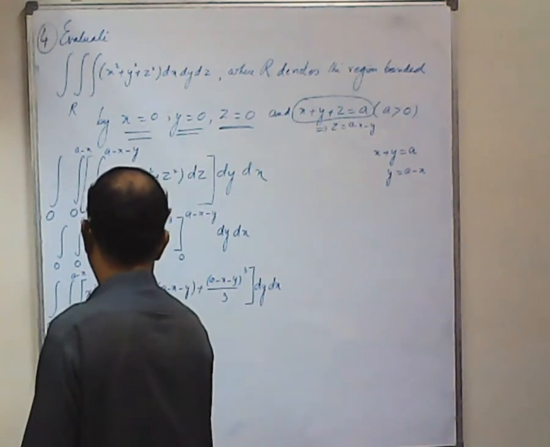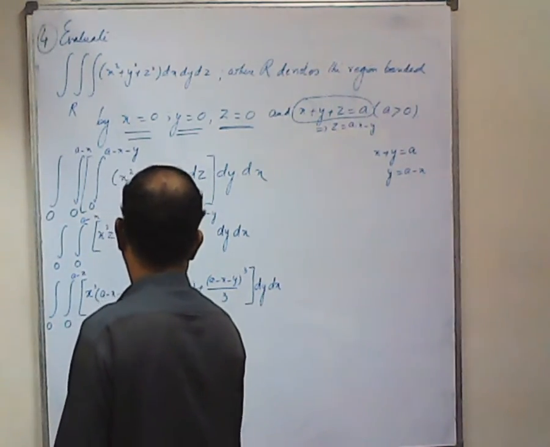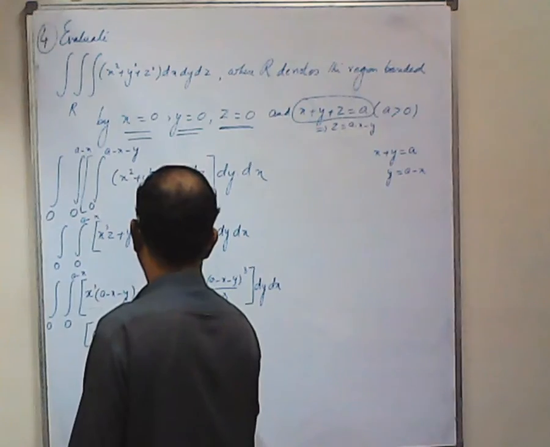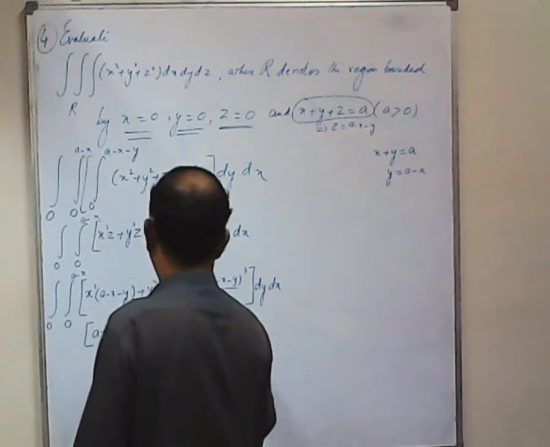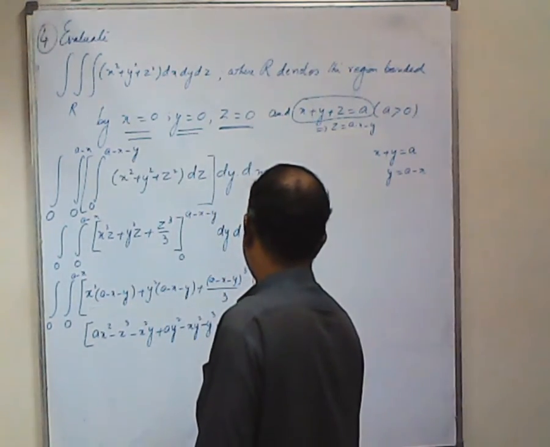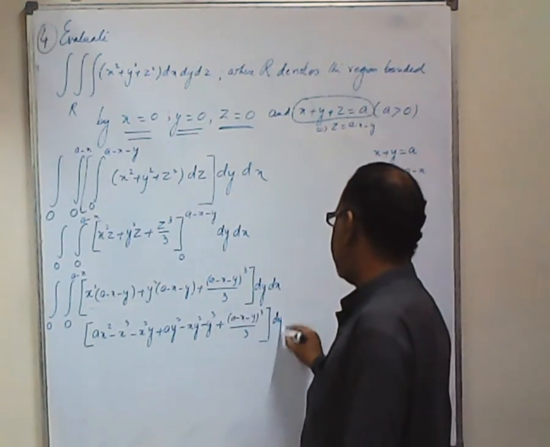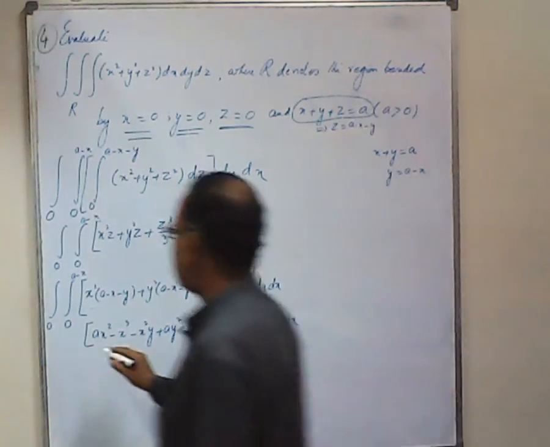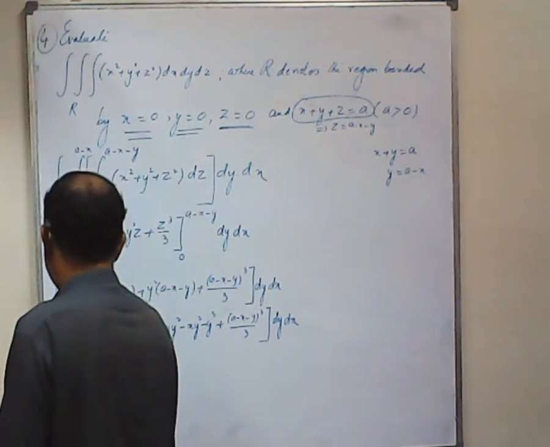ax square minus x cube minus x square y plus ay square minus xy square minus y cube, and then we have plus a minus x minus y whole cube by 3. So then this will be straightforward to integrate. You will feel much more comfortable in this situation. So this is a minus x, this is 0, and this is 0.